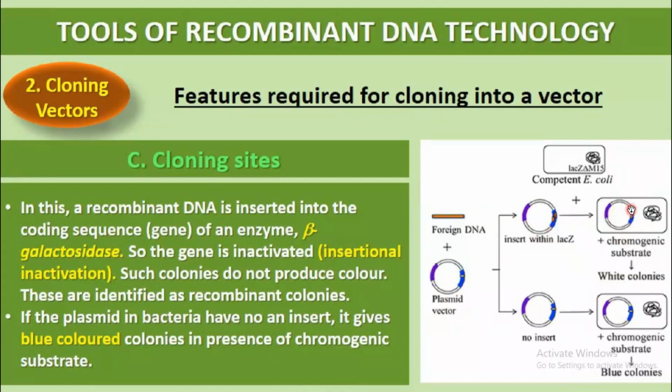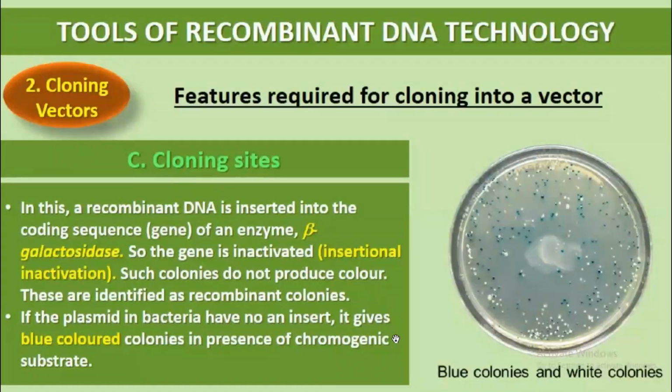After that, when it is put into the chromogenic substrate, it does not show any color. That means white color. If the plasmid in the bacteria has no insert, it gives blue color when put in the chromogenic substrate. Okay. Once again, go through this illustration. It will help you to understand very easily. Here in this petri dish, we can see blue colonies and white colonies.